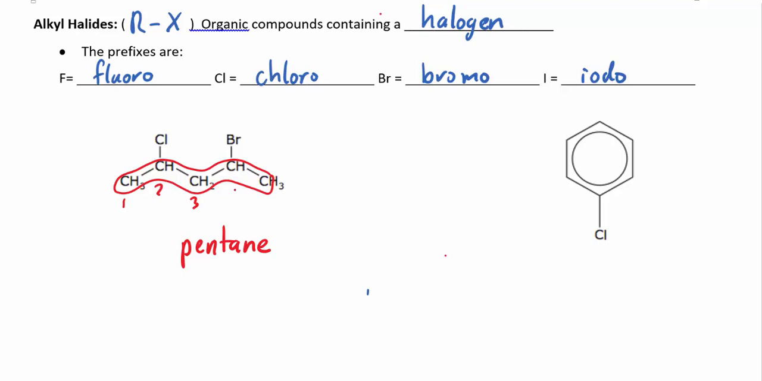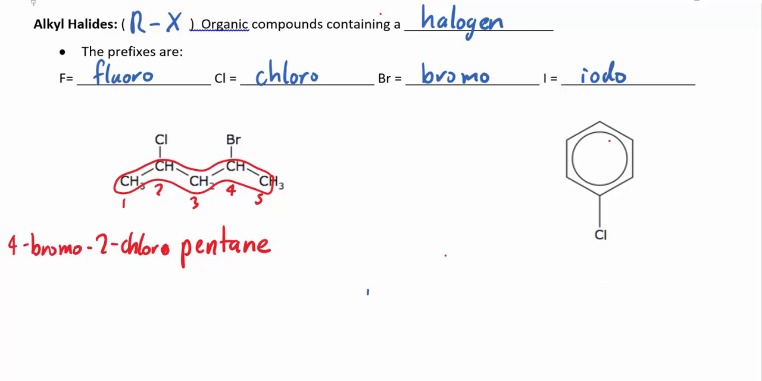1, 2, 3, 4, 5. And so I've got a chloro group on my number 2 carbon and a bromo group on my number 4 carbon. Now, we will name these alphabetically. So bromo will come before chloro. And so I'll call this a 4-bromo and then a 2-chloropentane.